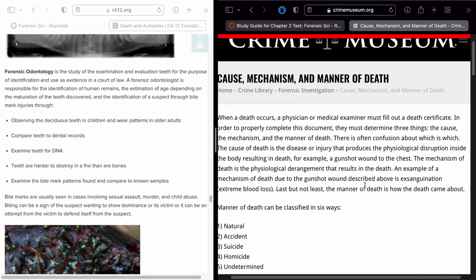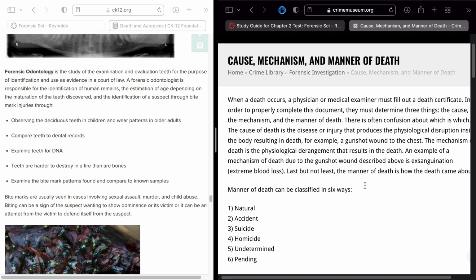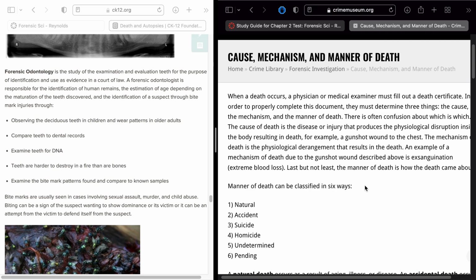There is some confusion. We just went over the manners of death, but what does it mean by cause and mechanism? All right, the cause is what caused the injury? An accident, like a car accident? But you've got to be a little bit more specific. Was it the car accident that gave you a big bump on the head? So that would be the cause. A gunshot is a cause. A knife is a cause. But that's just the cause. What happened after the cause?